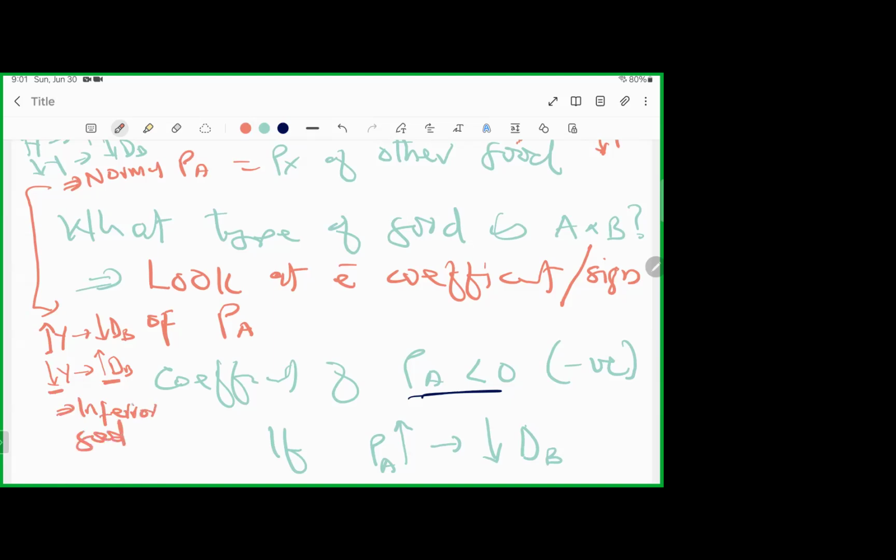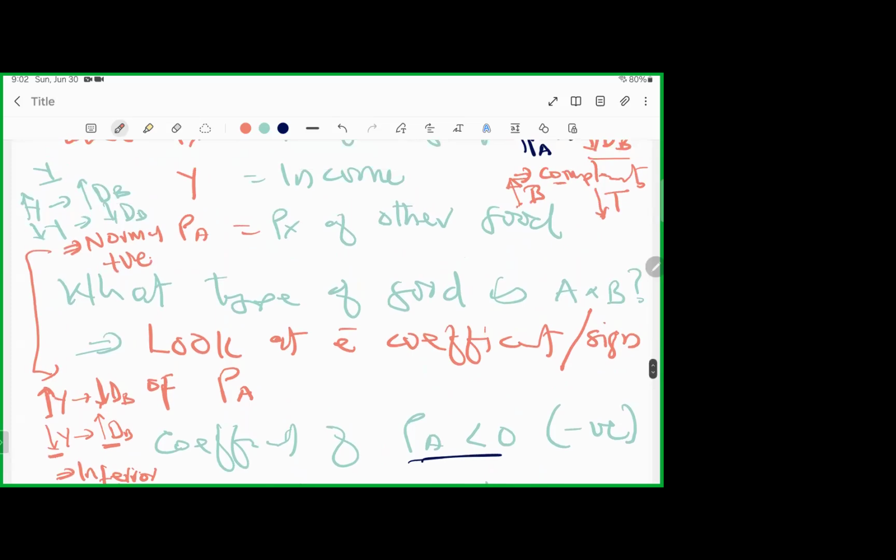It is an inferior good if the coefficient of income is negative. As you can see, this is going up and this is coming down. If the coefficient of income is negative, then it means it's an inferior good. But if the coefficient is positive, it means it is a normal good. So from the income side, we are talking about inferior good or normal good. And from the price side, we are talking about complements or substitutes. So you should know the relationship. I hope this is clear.